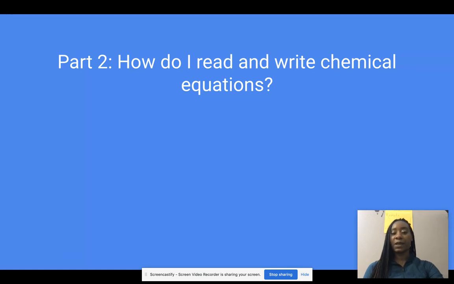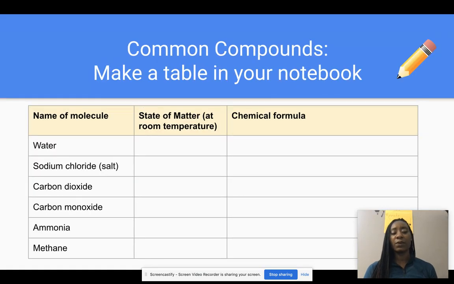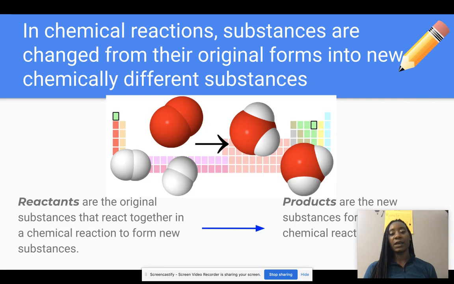So part 2, how do I read and write chemical equations? In the chemical equations you just wrote in your notebook, you had many of the popular molecules that we'll go over. For example, you had water, sodium chloride. These are compounds and molecules that we have talked about extensively. And so we need to be sure that we can read these chemical formulas properly.